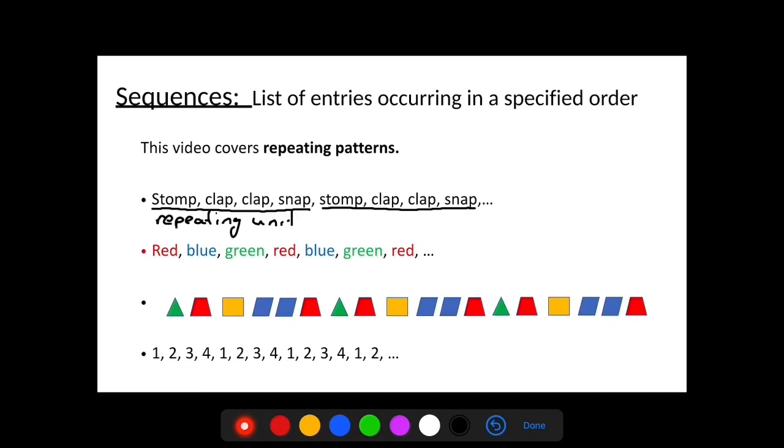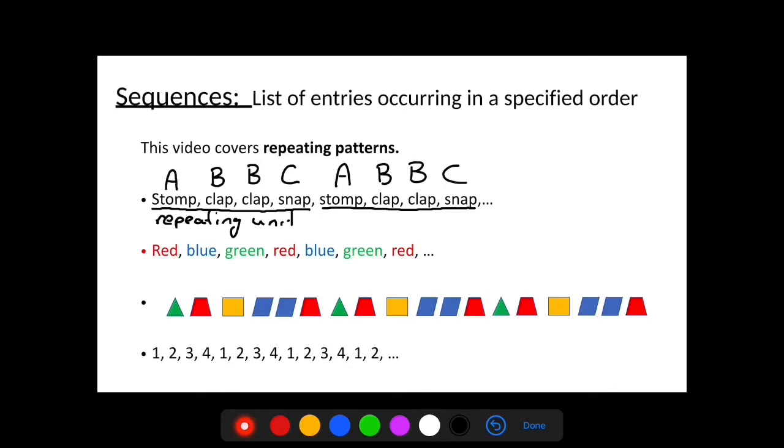Sometimes we label each entry with a letter. Stomp A, clap B. Because we repeat clap, we'll write B again. And then snap is a new action, so it'll get C. And we repeat as many times as we want to. This would be an A, B, B, C repeating pattern. We have A-B repeating patterns, A-B-B repeating patterns. We can have lots of different repeating patterns.